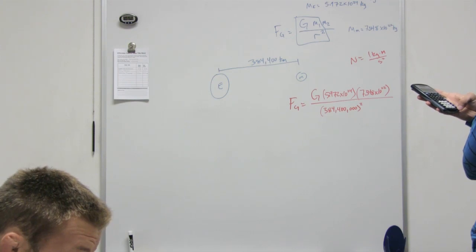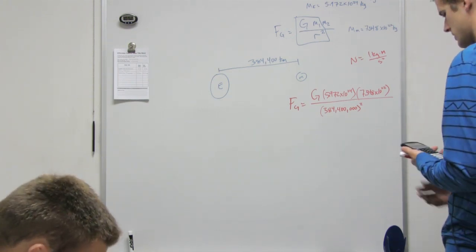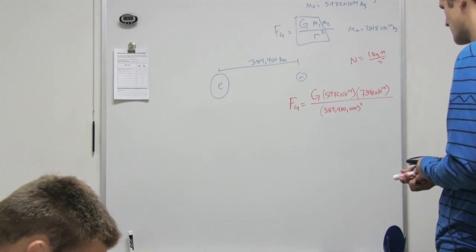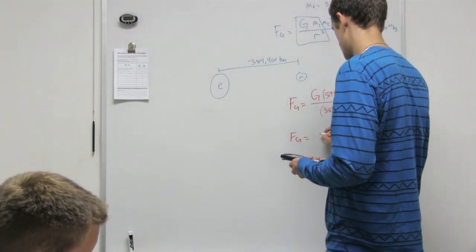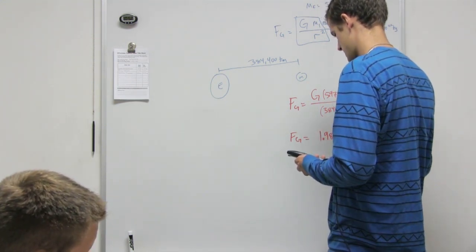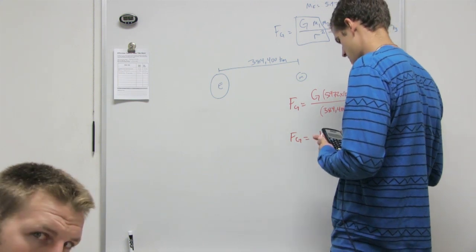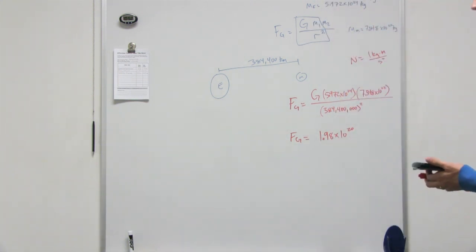Oh, okay. No, that's probably right. So it ends up being pretty huge. I don't know why I was wanting it to be pretty small, but this ends up being 1.98 times 10 to the 20th. That's how much force the Earth is exerting on the moon to keep it in orbit.